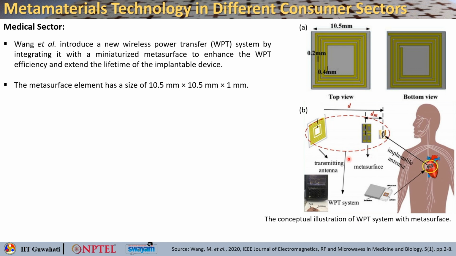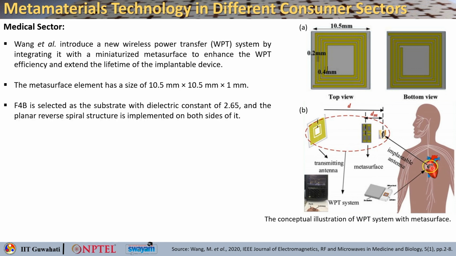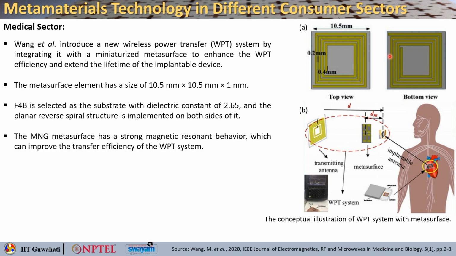So, it is a similar kind of system. This is the transmitting antenna, this is the overall wireless power transfer system. You have an implantable antenna. In this one, there is a metasurface on top of the skin, so that allows you a better power transfer. In this case also F4B is selected as the substrate, which has a dielectric constant of 2.65, and the planar reverse spiral structure is implemented on both sides.